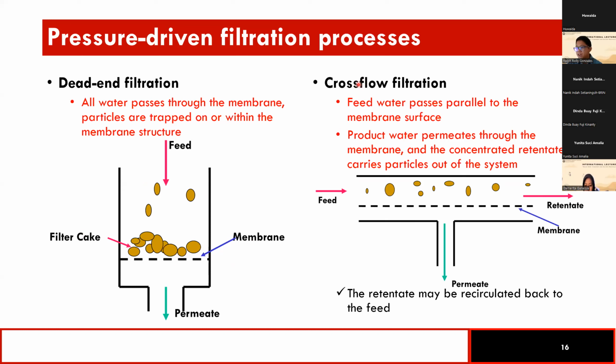The other type of filtration process is cross-flow filtration, wherein you have your membrane here and the feed solution just passes through on top of the membrane. So the feed water passes parallel to the membrane surface. And the permeate goes through, and this product water permeates through the membrane, and the concentrated retentate carries the particles out of the system. So in, out, and the permeate goes out in a different direction. The retentate may be recirculated back into the feed or will be treated separately.